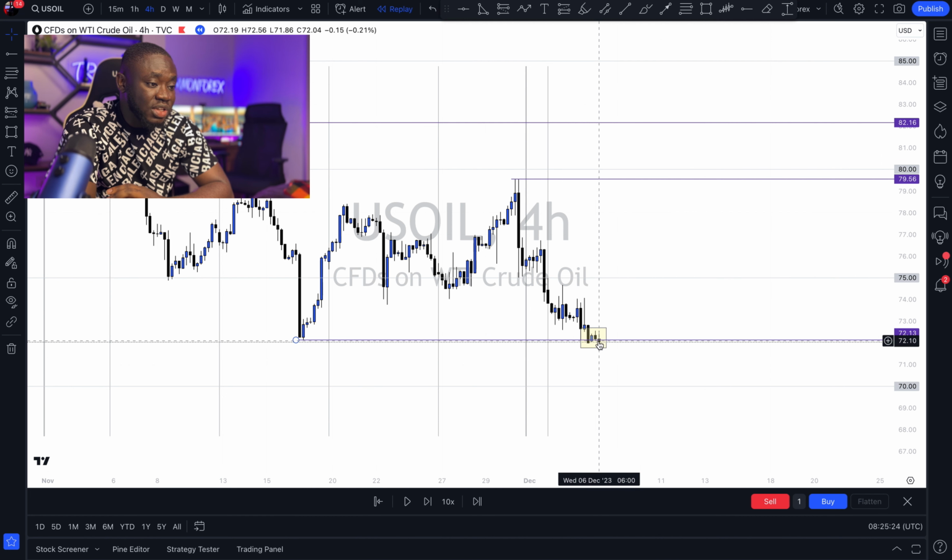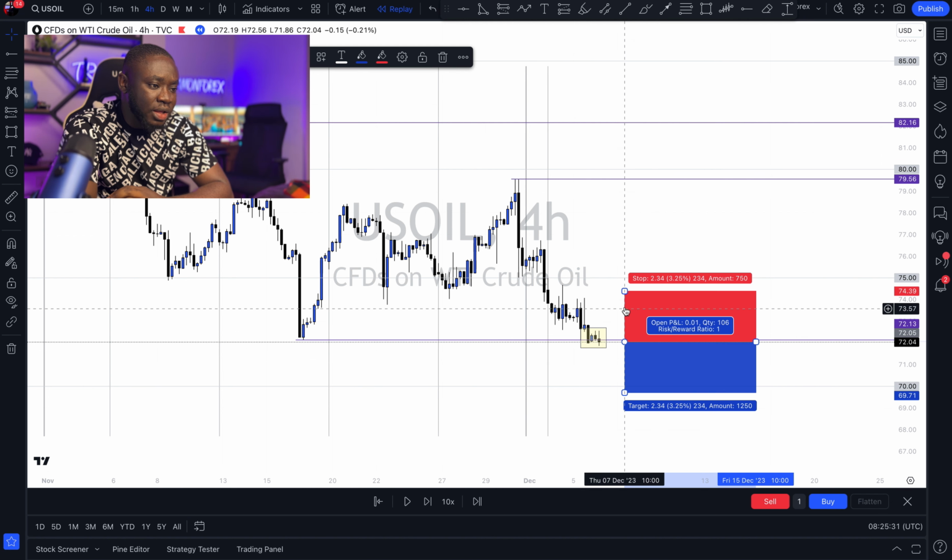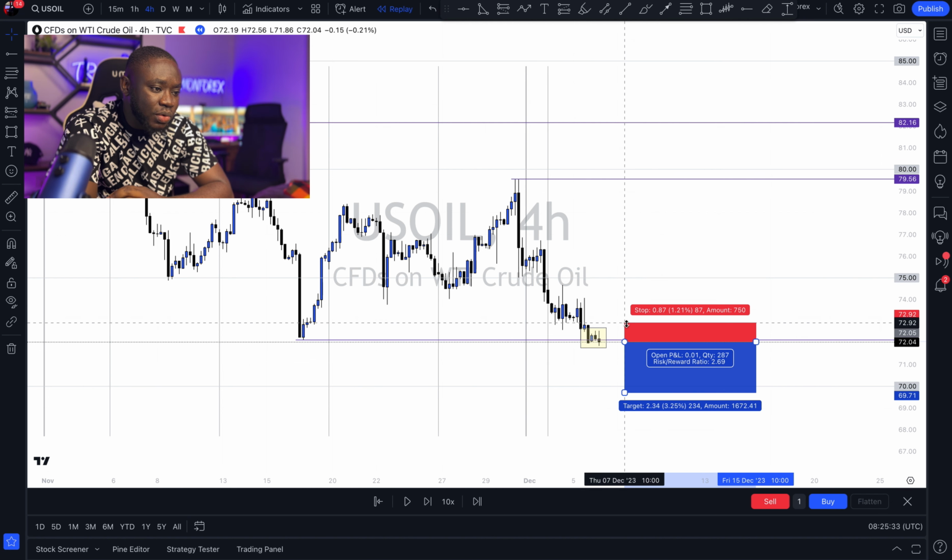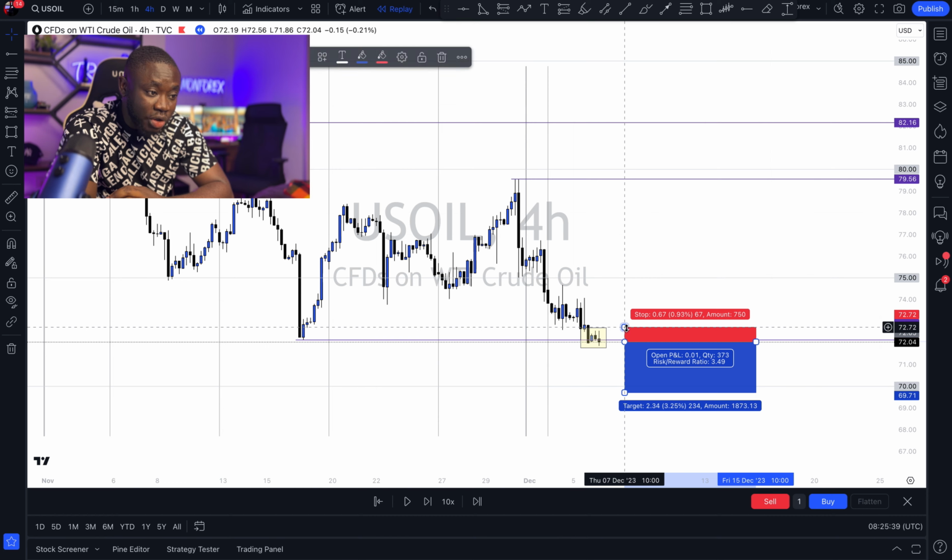This is actually an evening star, expecting the market to continue to the downside. So now I simply bring my risk to reward. My entry price is right here. My stop loss is right on top of my consolidation, on top of the consolidation of the candlesticks I have here. So I'm not risking much. For oil, trust me, this is very small to risk as your stop loss.